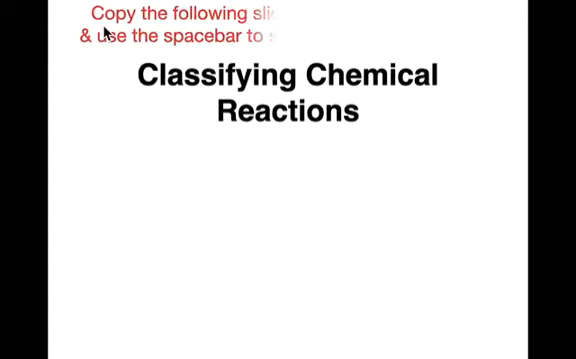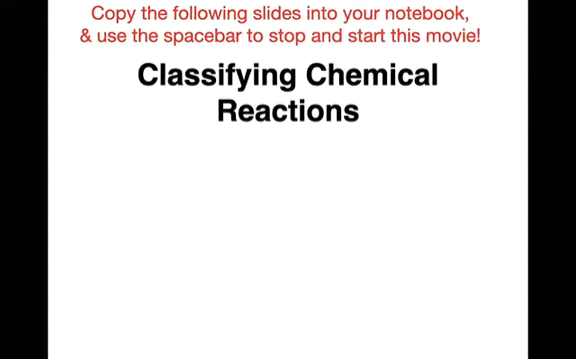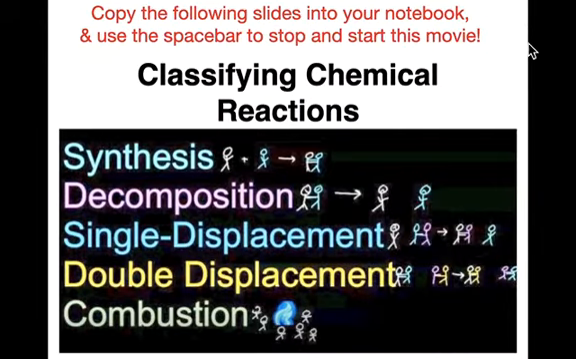Okay, this will be the last of this current unit on chemical equations, classifying chemical reactions. Remember to copy all of this into your notebook and use the space bar to stop and start as needed. All right, these are the 5 types of chemical reactions we'll be looking at.